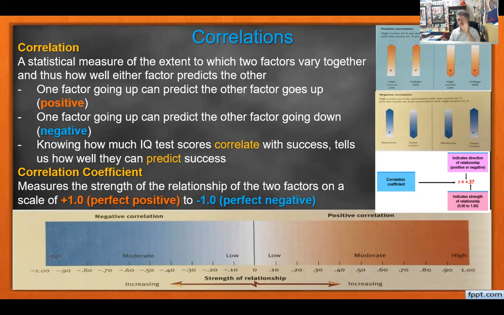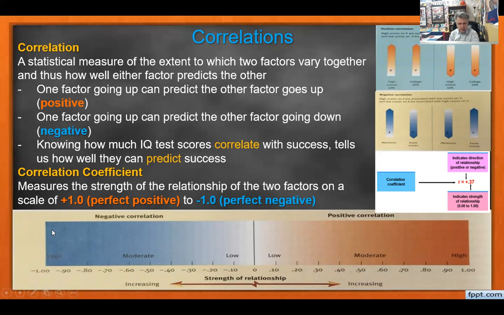The perfect negative, as this goes down, that goes up, or as this goes up, that goes down. That's a perfect negative correlation. All right, so they go the opposite direction just as much. So a perfect positive is going to be in that 1 to 6 range.